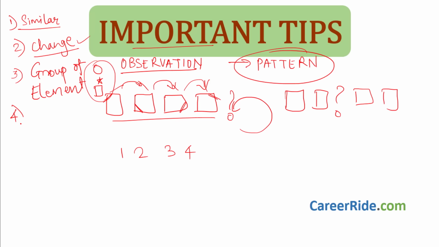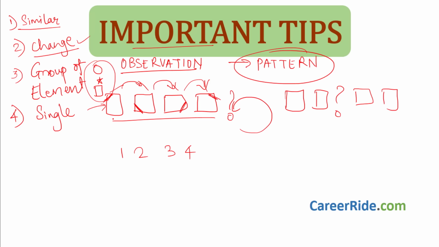If you are not able to find a group of elements which is consistent, then you can take a single element and try to find how the single element changes. For example, over here the single element is a line: from here it goes over here, from here it goes over here, from here it goes over here. So we can take such a single element and try to find the pattern.